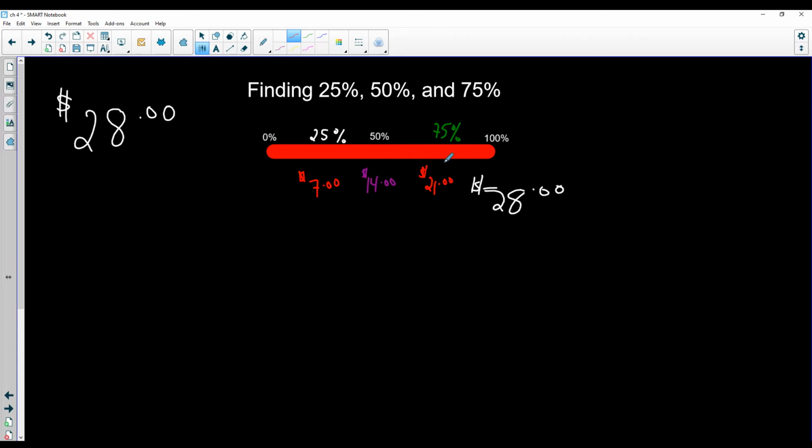Okay. These should be easy to find. If you're having some trouble, again, ask your teacher. Again, it's just a matter of dividing in half again, and then adding the two together to get 75% if needed.